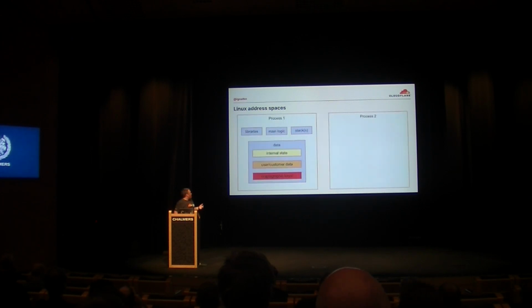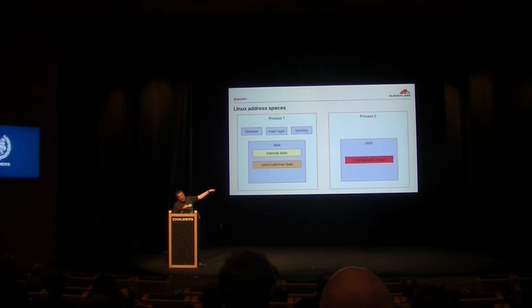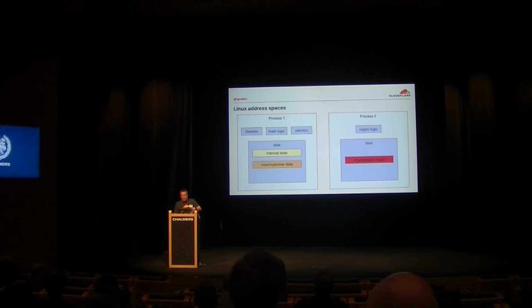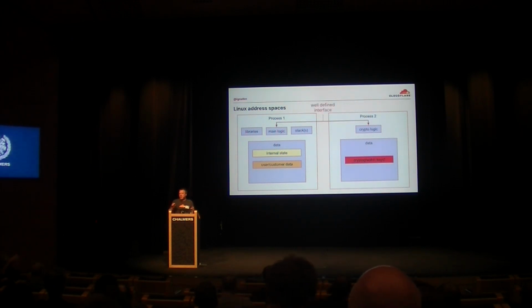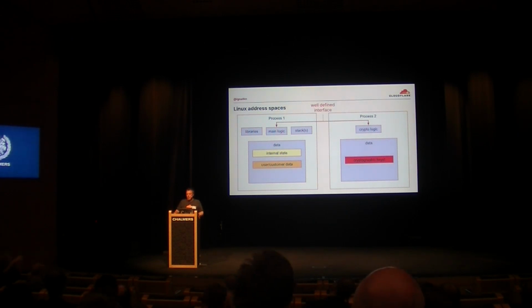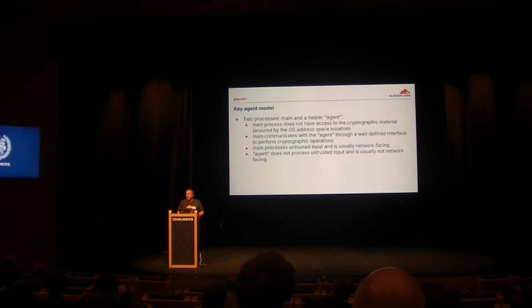What if, instead of one process, we create another process and move our keys there? We define very small cryptographic logic which enables us to use that key, with a well-defined, very constrained interface to use that key. I call it the key agent model.